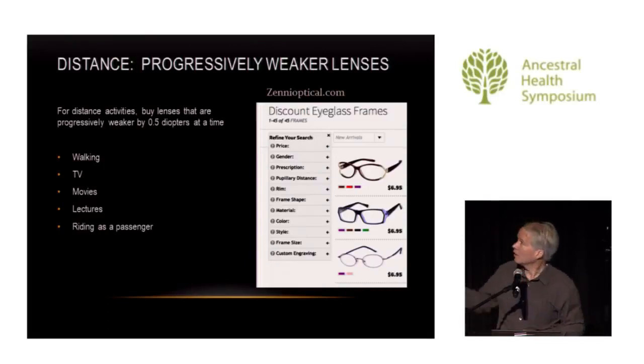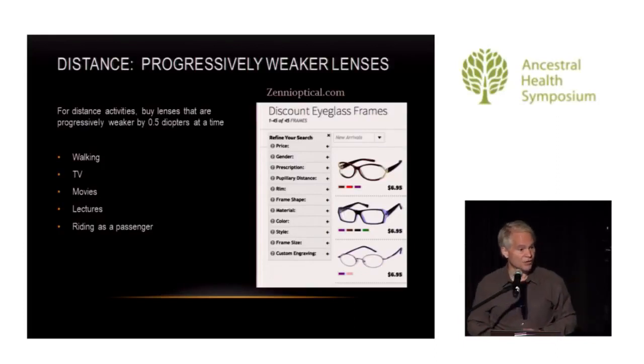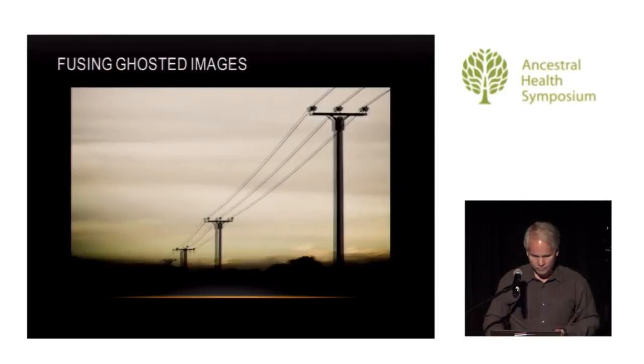Now, maybe your optometrist is cooperative, and will do that for you. But if not, go online, go to zennioptical.com, put in your prescription, and you have here some frames, about $7, and with the lenses, it might cost $20. Order yourselves a few pairs of progressively weaker. So if you're at -3, get a -2.5, get a -2, get a -1.5, and then as you get better and better, move down to the weaker lenses.